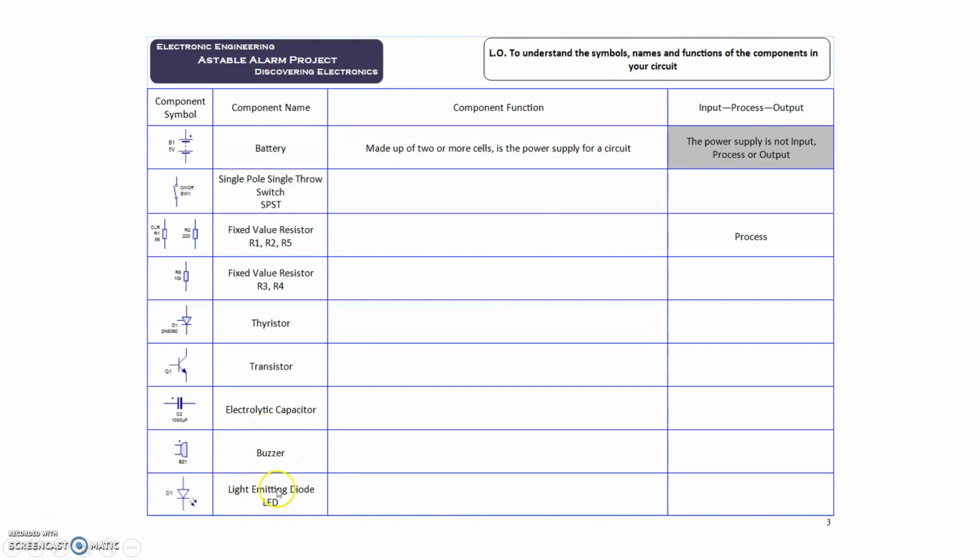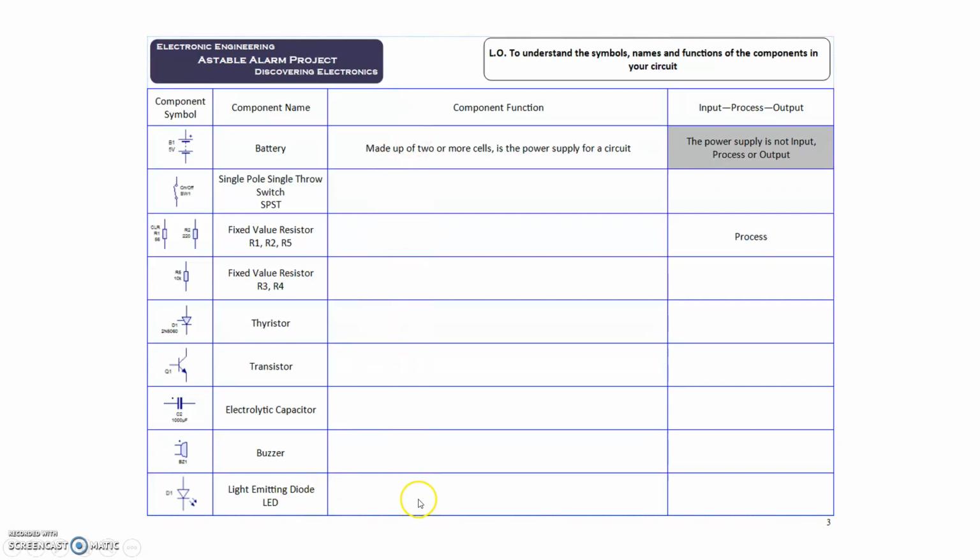The buzzer component, well, you should all know what a buzzer is. Basically it's a sounding component that makes a noise when there is electric current going through it. And the light emitting diode. A diode is a one-way system in electronics. It only allows the current to flow in one direction, and when the current is flowing, it lights up, so you have a light emitting diode.